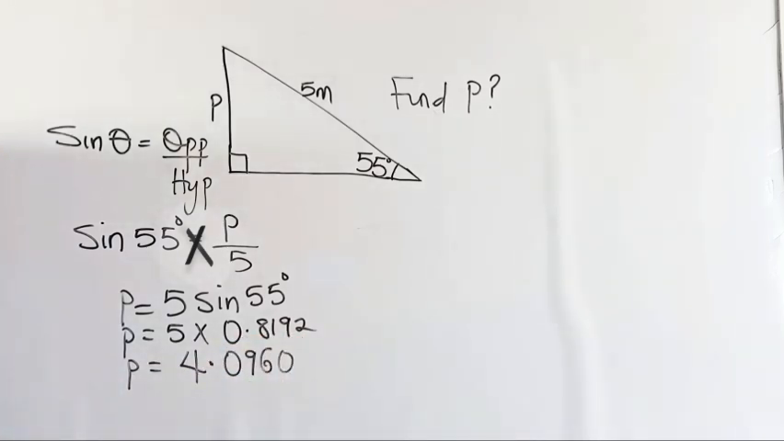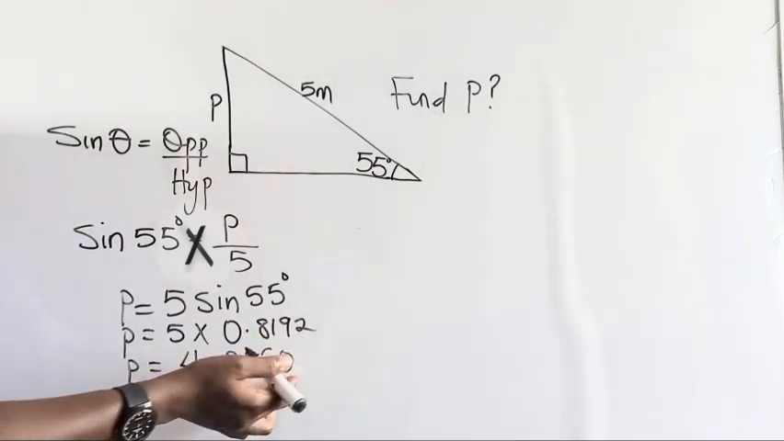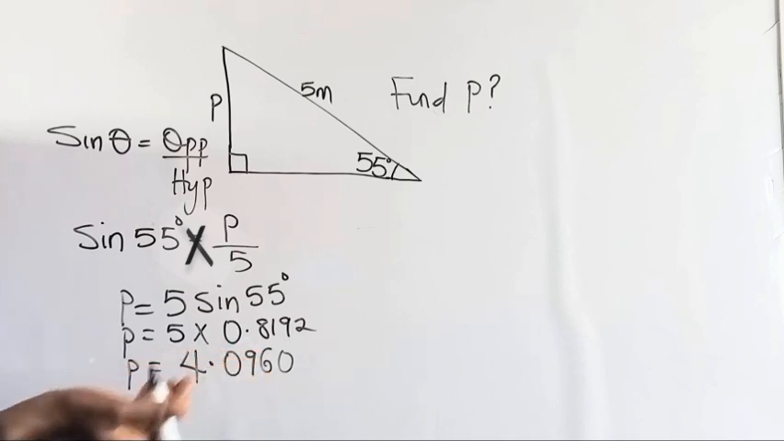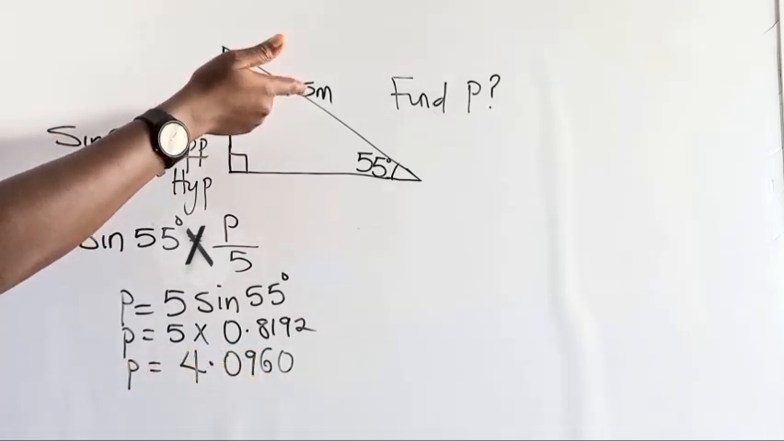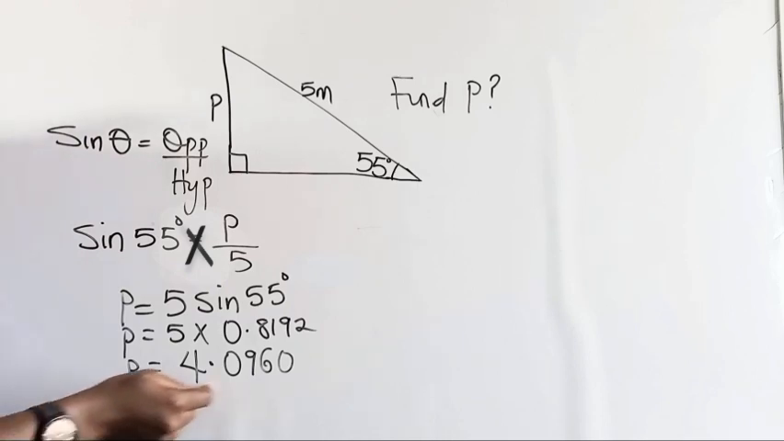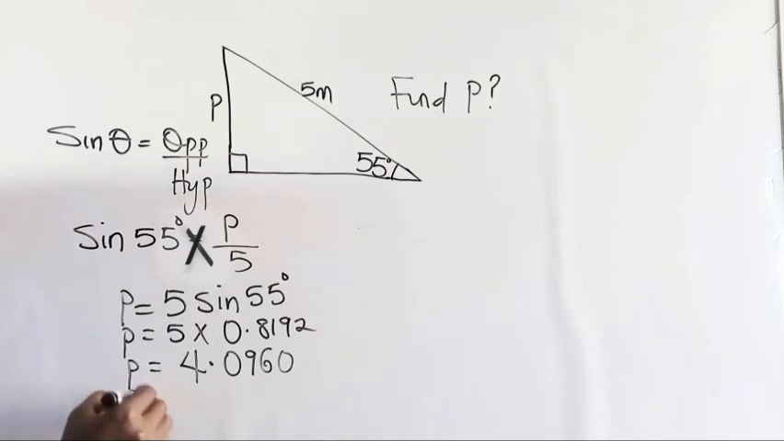5 times 0.8192 will give us P equals 4.0960. So we can choose to leave our answer in 4 decimal places, but if you check, our hypotenuse is just a whole number, so we can approximate this to one significant figure, and doing that, P will be equal to 4 meters, and this is our answer.